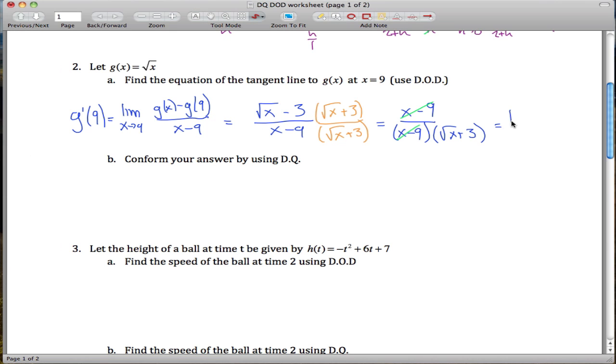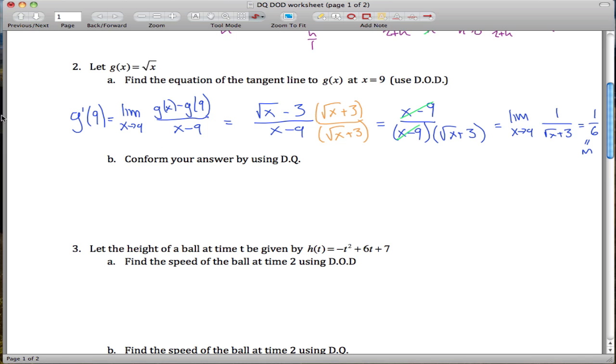So this is equal to the limit as x approaches 9 of 1 over square root of x plus 3, which is a limit we can evaluate. Sticking a 9 here, square root of 9 is 3. You get 1/6. So what we just figured out is that the slope, m, equals this.